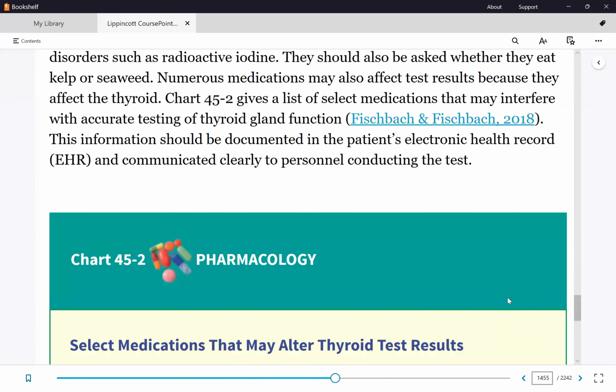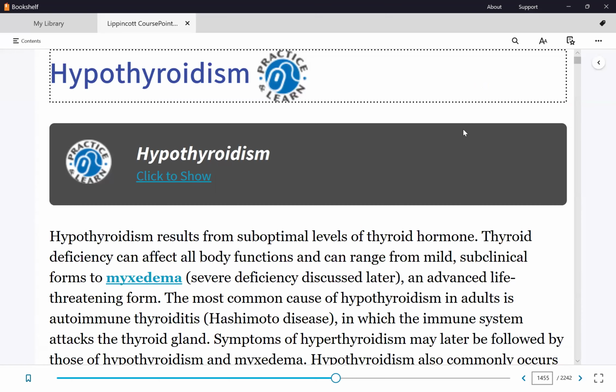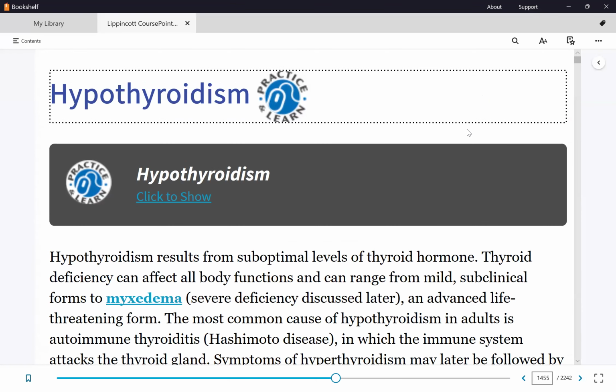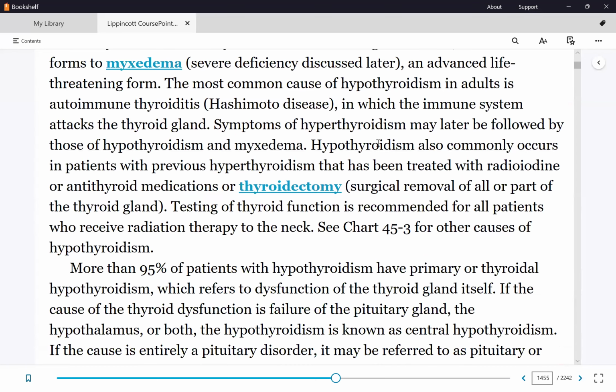All right, let's get straight to the disorder. So here's our first problem, hypothyroidism. As I mentioned at the beginning, there are two forms here. The most common form is the autoimmune form or primary hypothyroidism. This is called Hashimoto's disease.